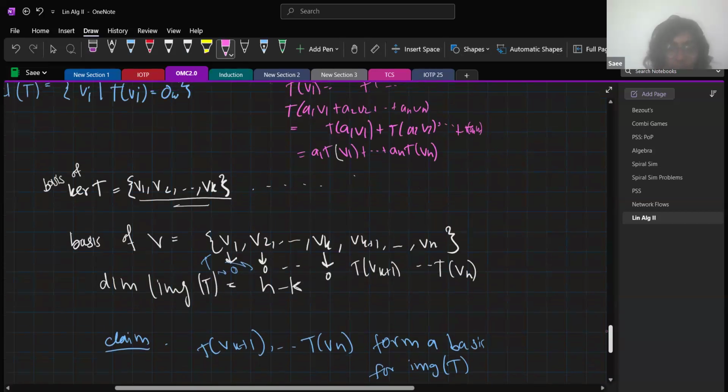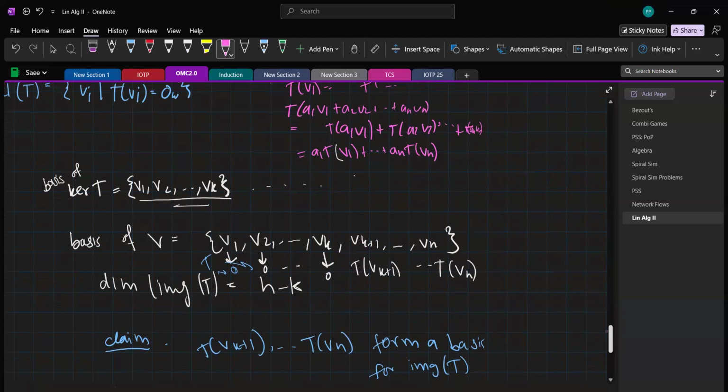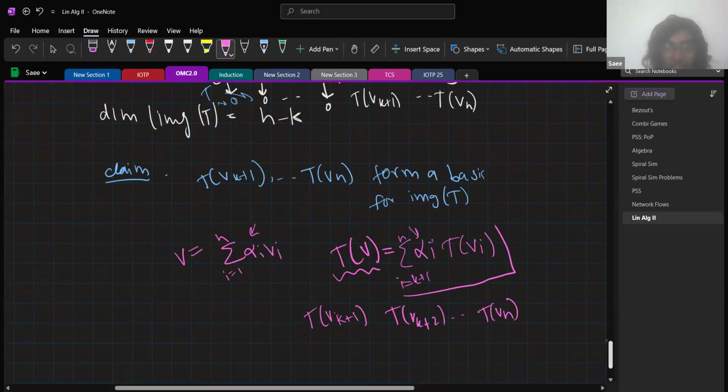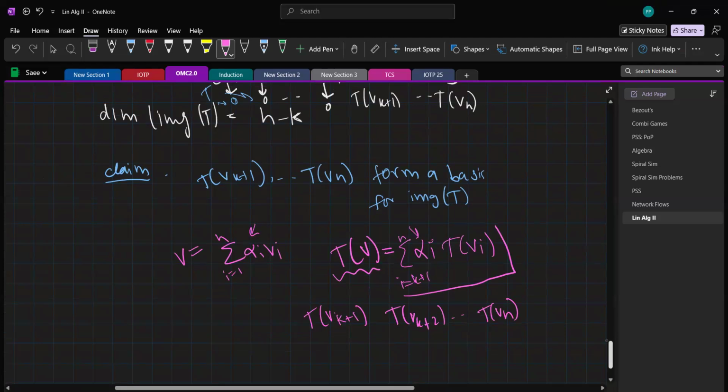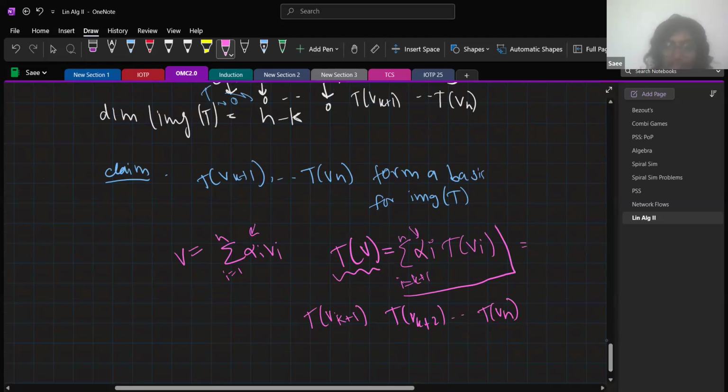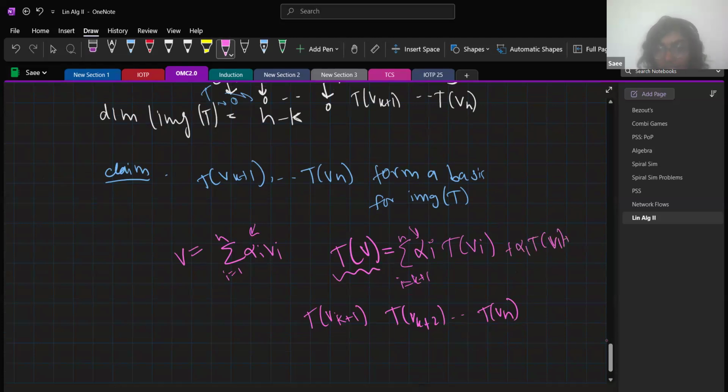What does V1 map to under T? 0. Exactly. So that just cancels out. Oh, so you don't need to consider it. Yeah, you do consider it, but it just goes away. That term just goes away. So it is still alpha 1 T of V1, and so on up until alpha k T of Vk. But these terms are all just 0.